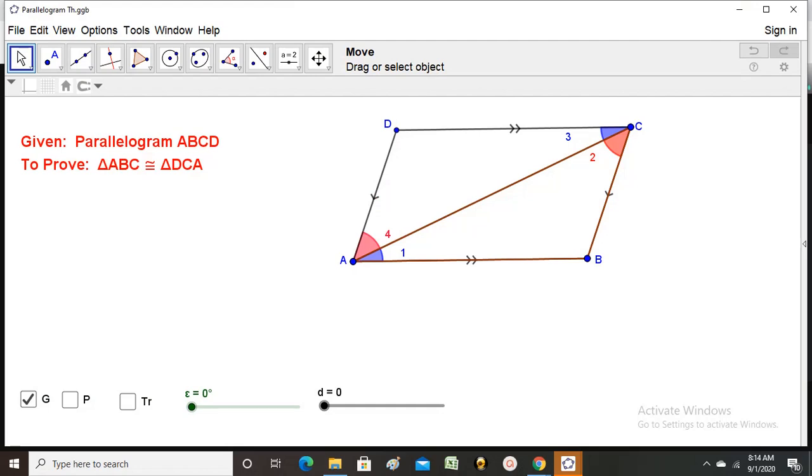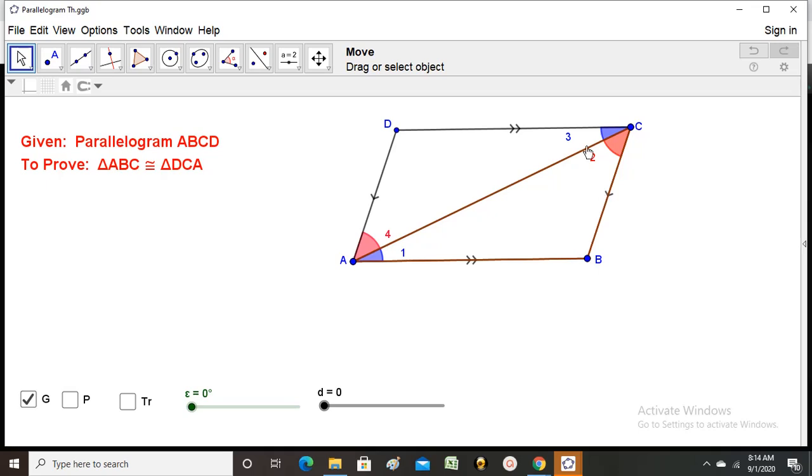The diagonal of a parallelogram AC divides this parallelogram ABCD into two congruent triangles. Let me explain it quickly. To prove this, we have to prove that triangle ABC is congruent to triangle CDA. Actually, it is not DCA, it is CDA. Let me write that again here. CDA. So for that, firstly we will understand whether they are really congruent or not.